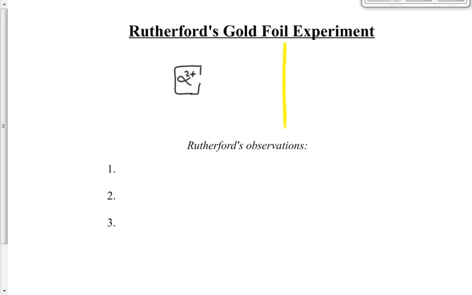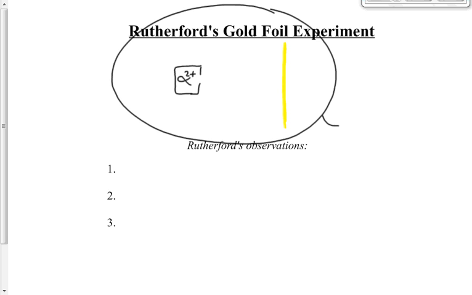Now, surrounding this whole thing is a screen. We call it a scintillation screen, but you don't need to worry about that word, scintillation. The screen glows when it's hit by alpha particles. That's what we've got to know about this. This screen will glow if an alpha particle hits it. That's going to tell us where the alpha particle hits the screen.